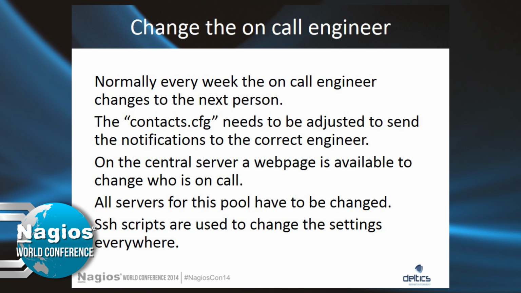Every week the on-call engineer changes, which is quite hard to change over 25 systems, divided by 3 pools. We've got 3 web pages, and we need to change the context.cfg, which is the normal place where the phone number and email address would be. But as we use NagiSQL as a backend, we also need to alter the MySQL database. So that made it a bit harder. So we're using SSH and Salt SSH again for changing all this.